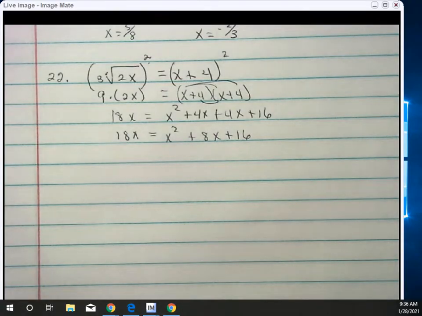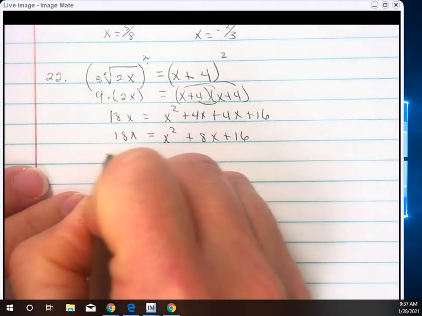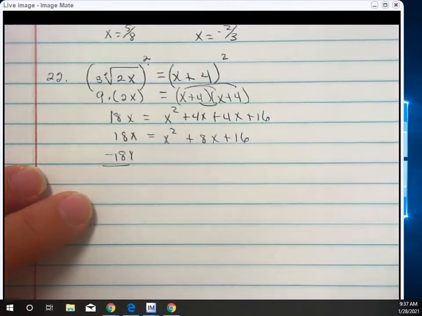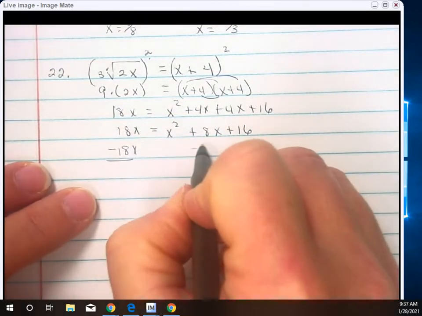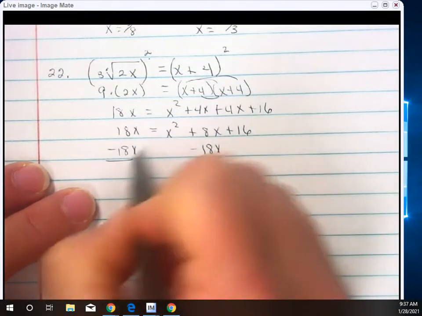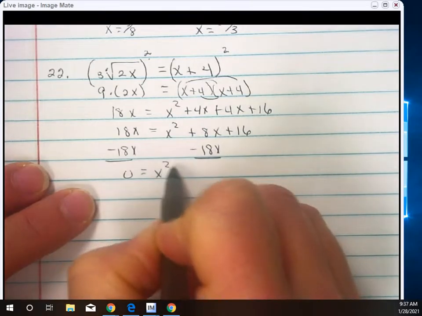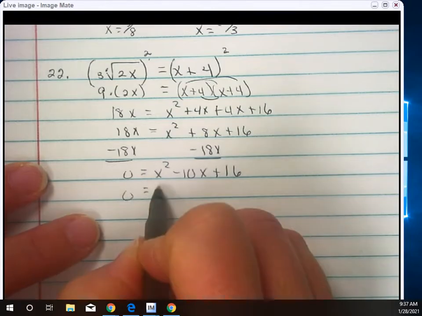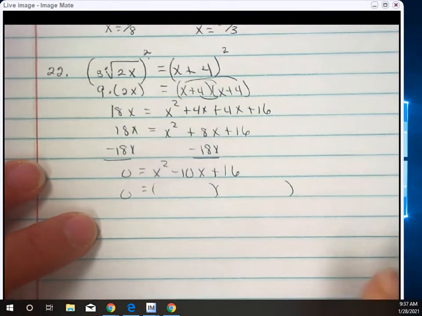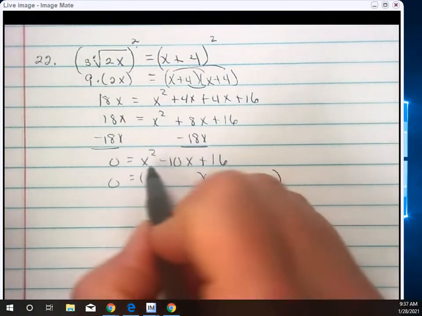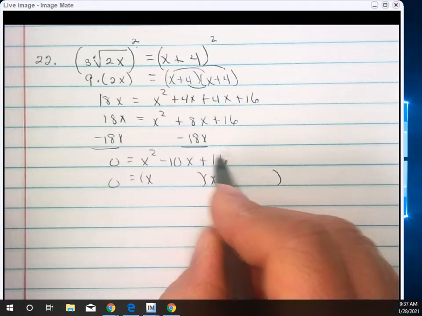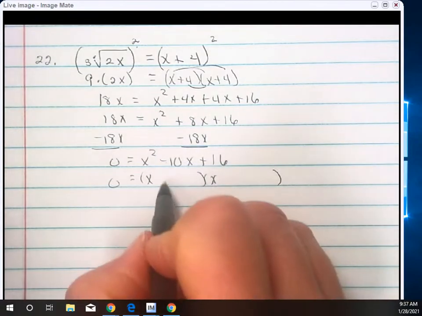From Algebra 2, we know that we need to solve a quadratic trinomial by setting it all equal to 0. So we're going to subtract that 18x: x squared minus 10x plus 16. All right, so we're going to unfoil, if you will. What did you multiply together to get the x squared? What are factors of 16 that add to give you a 10?